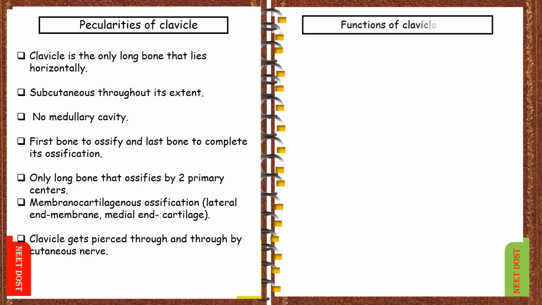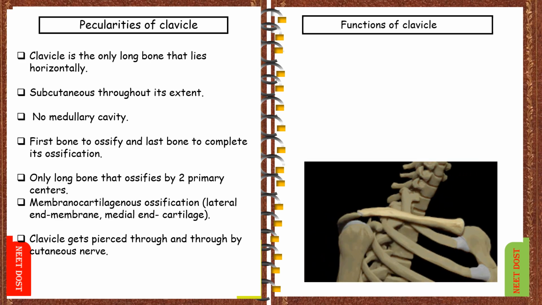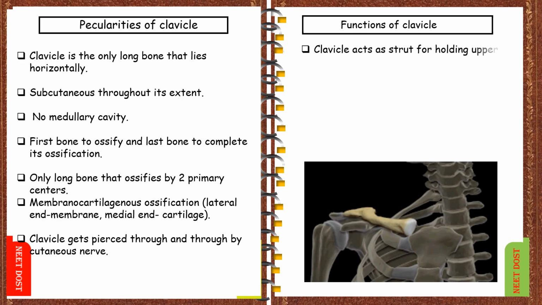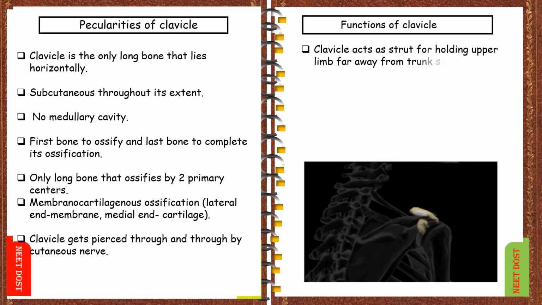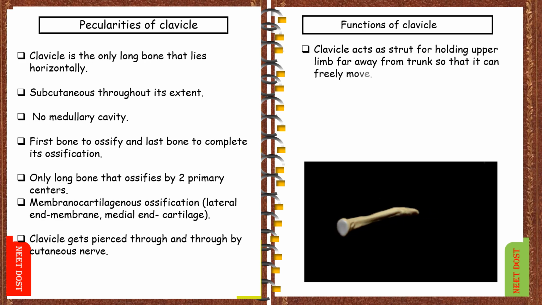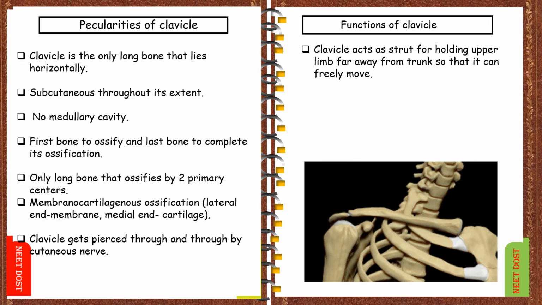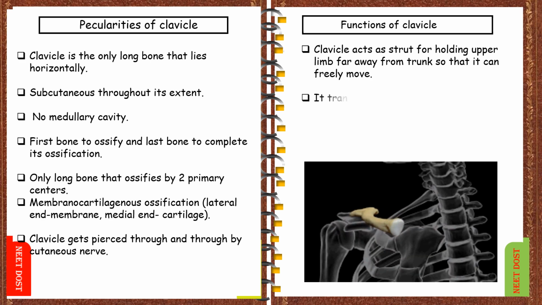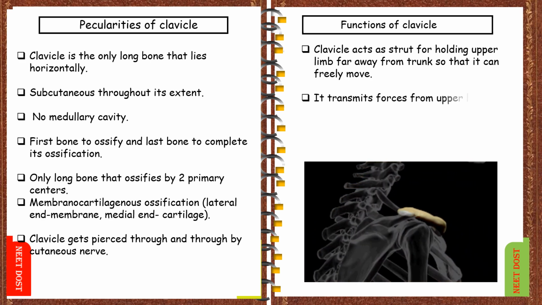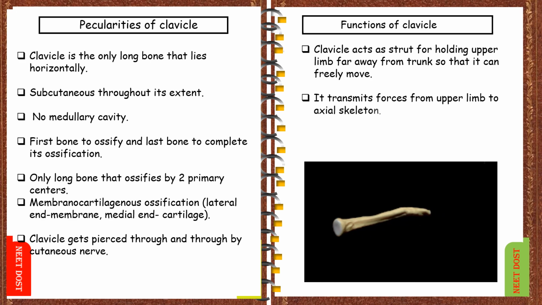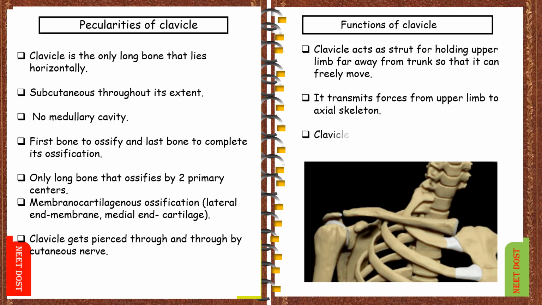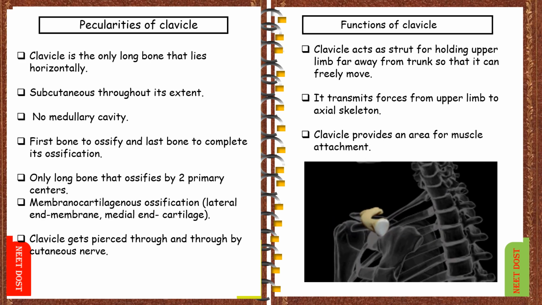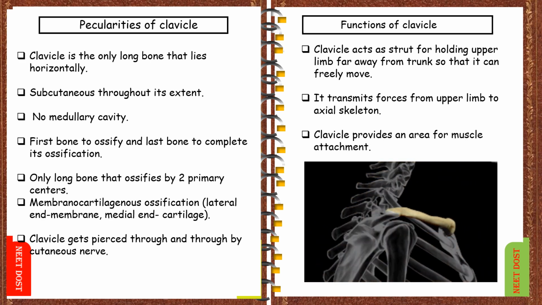Now let us discuss the functions of clavicle. Clavicle acts as a stirrup for holding the upper limb far away from the trunk so that it can move freely, and it enables functions like holding and catching objects. Clavicle transmits forces from the upper limb to the axial skeleton. Clavicle provides an area for muscle attachments. These are the functions of clavicle.